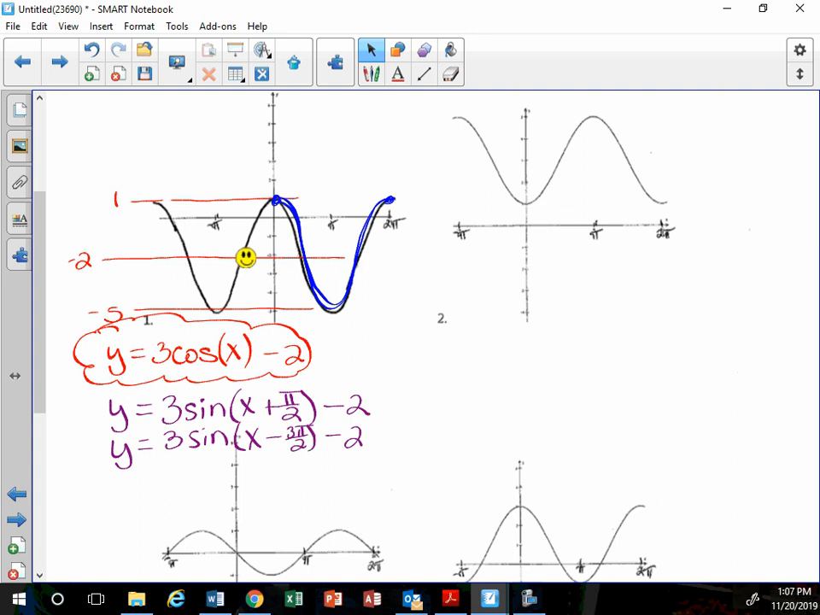That would put you here. And then doesn't that look like the sine graph after it? Why are you there? You said plus pi over 2. That means left by pi over 2.